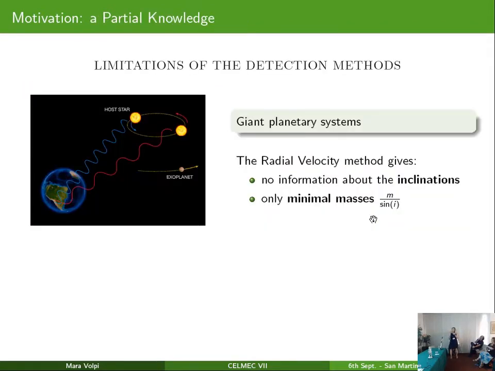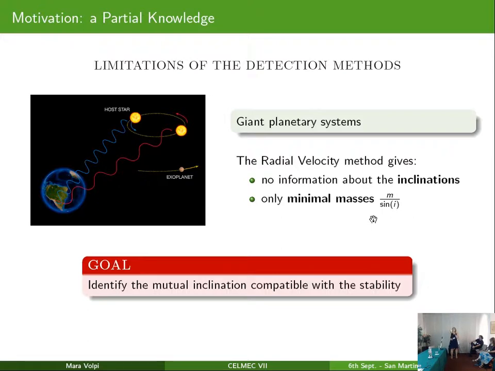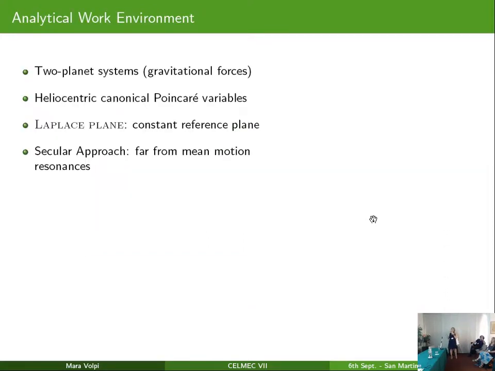We're going to focus our attention on systems detected by radial velocity method, which is very effective in detecting giant planetary systems, but has one big fault. It gives no information about the inclinations of the planets, both the mutual inclination between the planets and the inclination of the orbital plane with respect to the line of sight, which in particular means that we have only knowledge of the minimal masses of the planets. So our goal is to identify values of the mutual inclination between the planets that are compatible with the stability of the system. We're going to do this in this framework.